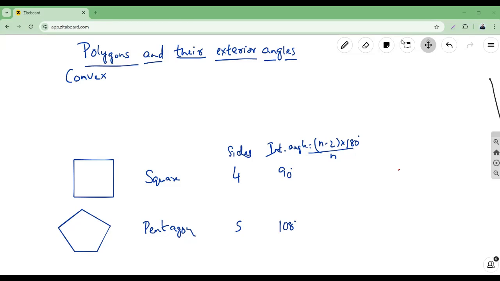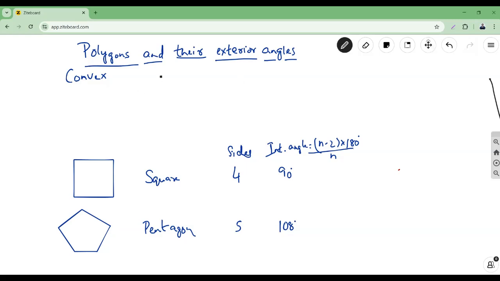Okay. Now, assuming that you already know what a polygon is, already know what interior angles are, and already know how to find one interior angle of a regular polygon. If you know all of these things, then you can understand this particular topic that we're talking about, exterior angles. We already know polygons, convex polygons, all those things. Now first let's learn about an exterior angle.